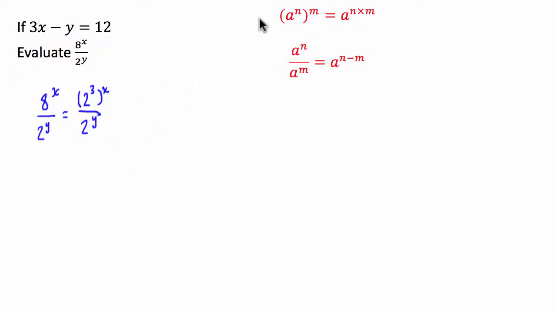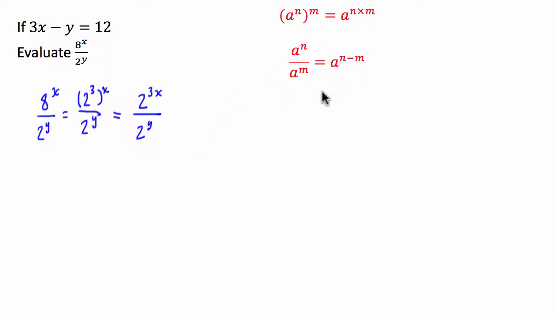Great. Now this is where I'm going to employ this first index law that I've written up here. I know that a to the power of n, all to the power of m, is equal to a to the power of n times m. So I'm going to just multiply my indices together. So I'm going to have 2 to the power of 3x, over 2 to the power of y.